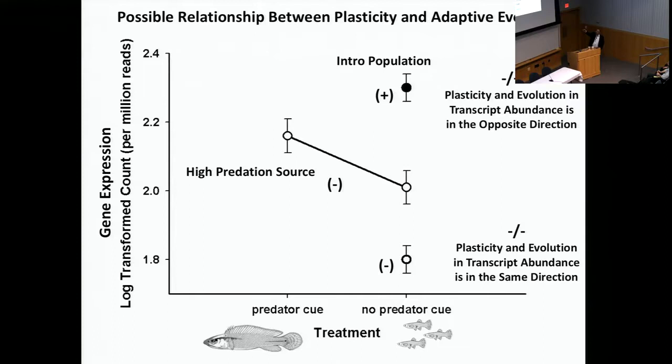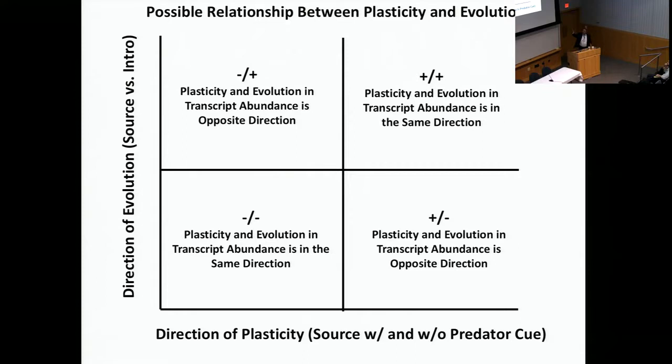So in this case, reduction plastically and a reduction in an evolutionary sense. And we can sort of plot this in this way, where we look at the direction of plasticity versus the direction of evolution. If the relationship occupies these two quadrants, we would interpret that as adaptive plasticity, that the direction is in the same direction as evolution, or non-adaptive, it's in the opposite direction. What did we find?